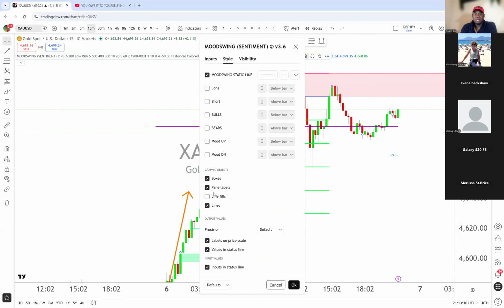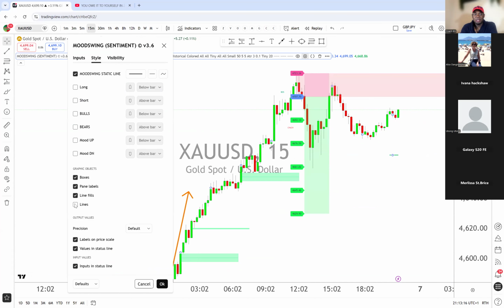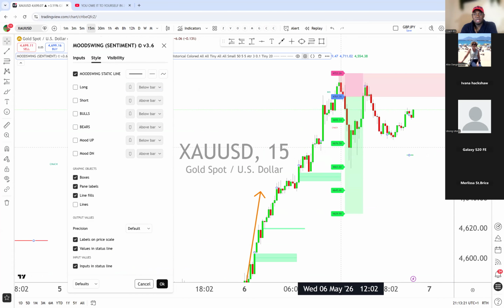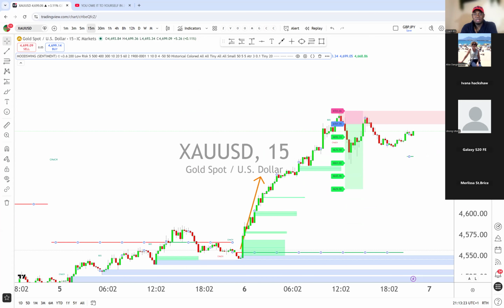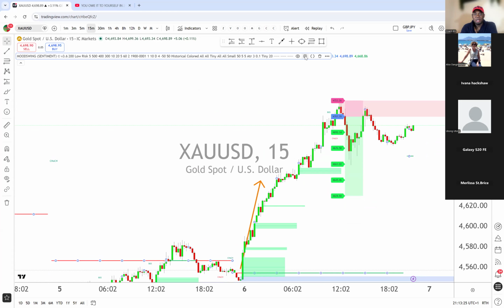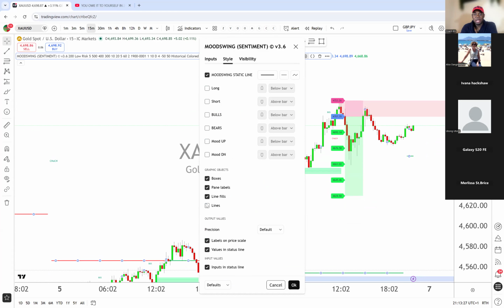And then there is lines. If you switch that off, then any of the lines on your chart, which includes the mood swing level, or not the mood swing level, sorry, but the fair price level and the level of the trade entries, those will all disappear. You probably want to leave that one on.